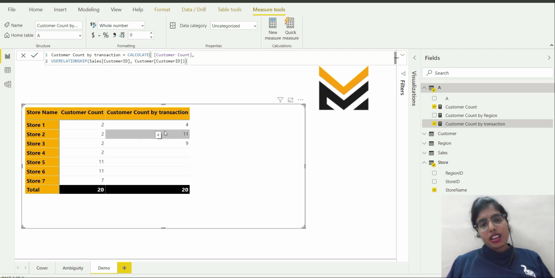So if I click on this, then I am able to get the customer count by transaction over here. It is saying that 4 customers had bought something from store 1, 11 customers from store 2, and 9 customers from store 3. By default, customer count will be representing the count of customers who belong to the same region as that of these stores.